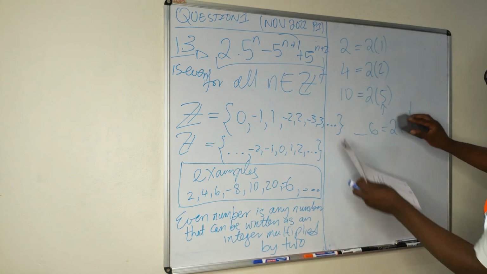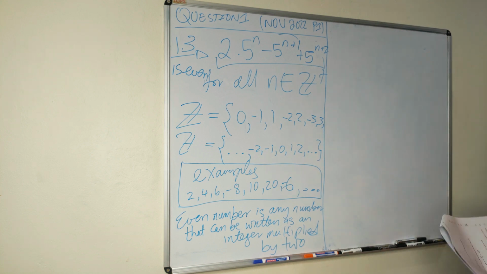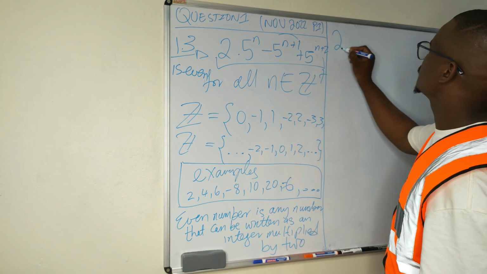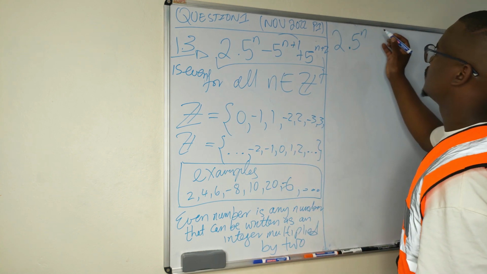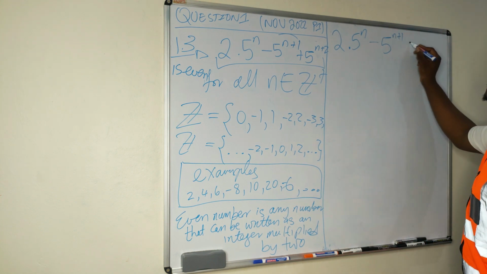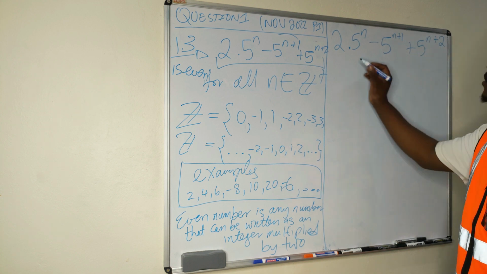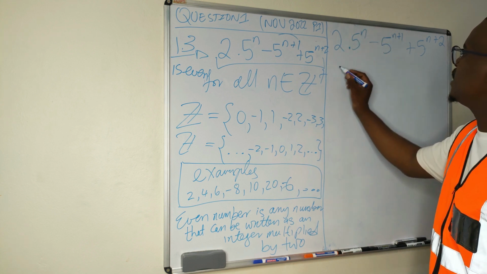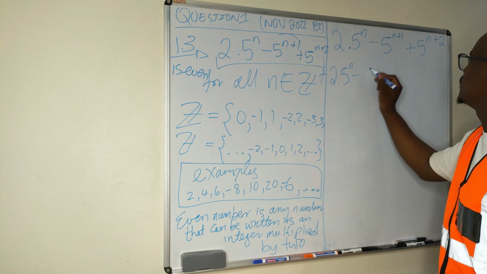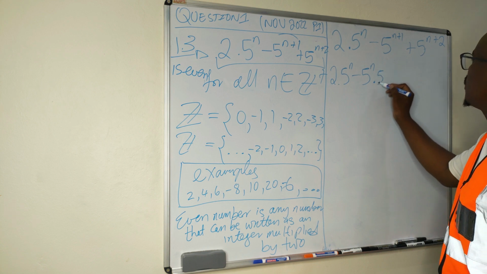So I'm cleaning these examples of mine. I'm rewriting this: 2 times 5 raised n minus 5 raised n plus 1 plus 5 raised n plus 2, right? Okay, there's nothing much you can do here. This is 2 times 5 raised n minus 5 raised n, right, times 5 raised 1.